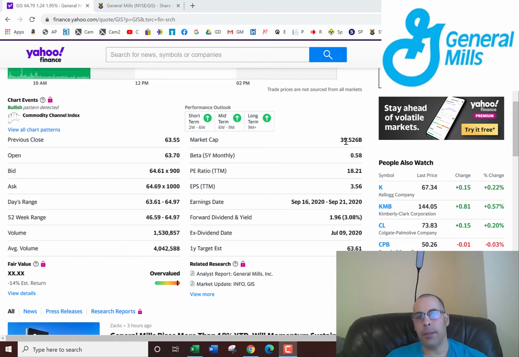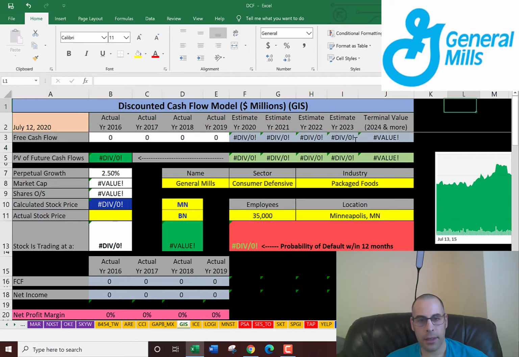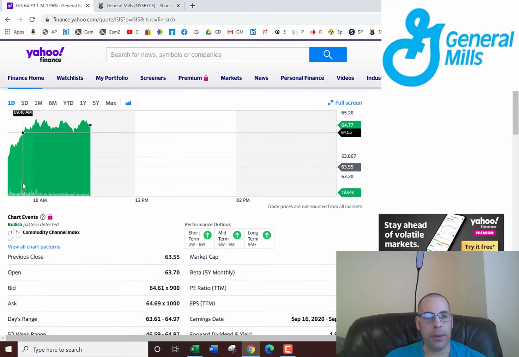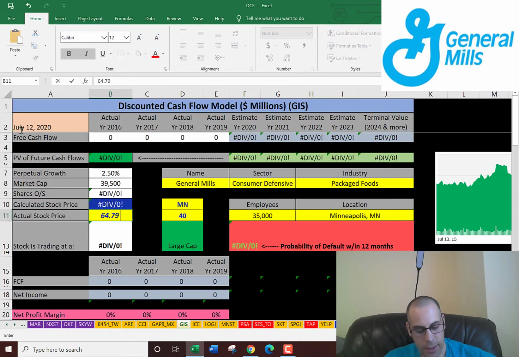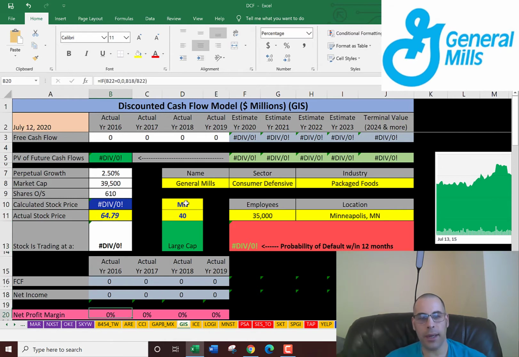This company has a market cap of $39.5 billion. And that's how much money the company is worth, according to the stock market. And let's see what they're trading at. They're trading at $64.79. So that's how much it costs to buy one share of stock.